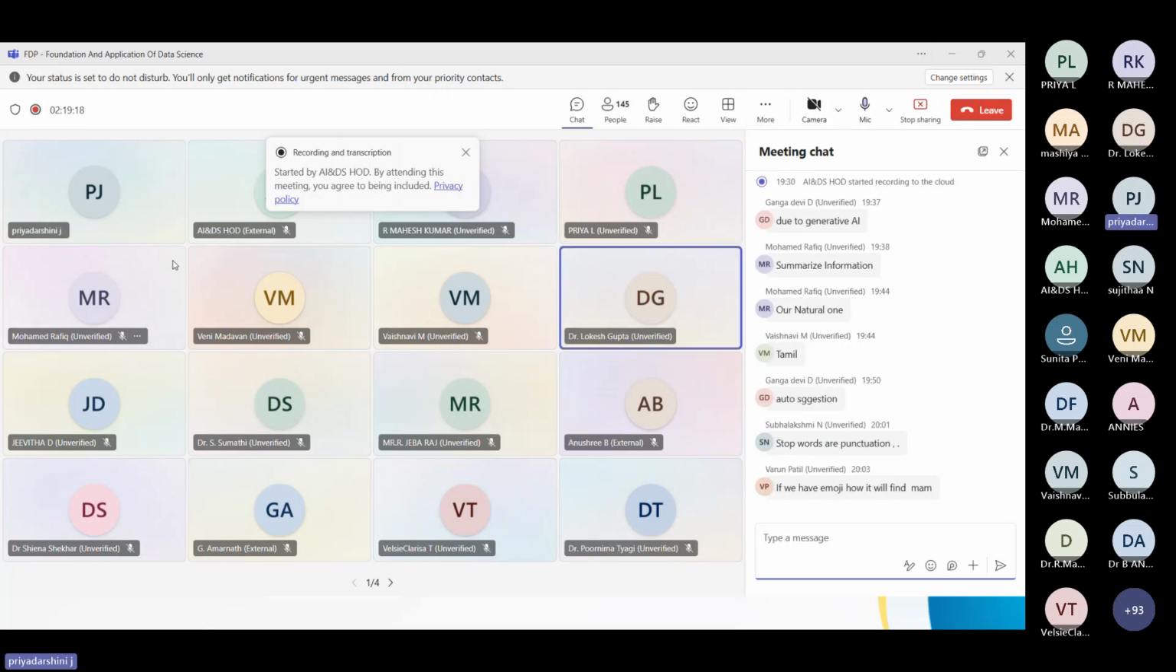If we have emojis, how will we find? Okay. Emojis, like right now, if you take your phone, nowadays emojis are given as a labeled entity. Fine. But when we are taking it as a process, emojis are not considered. They are simply deleted.